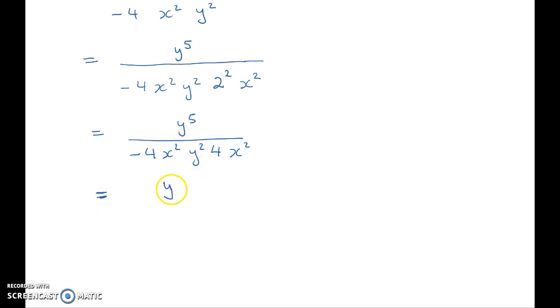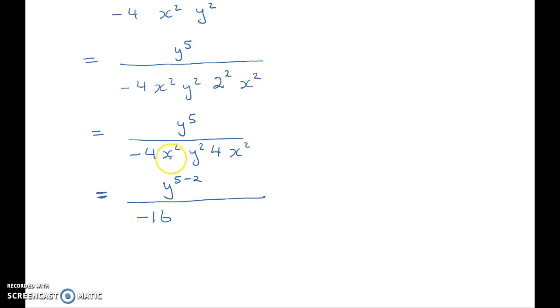So we leave the y on top and we subtract the powers. So 5 on top minus the 2 on the bottom. And on the bottom we can look at our numbers. We have negative 4 times 4, and everything here is multiplied. There are no addition signs here, so everything here is multiplied. Negative 4 times 4 is negative 16.